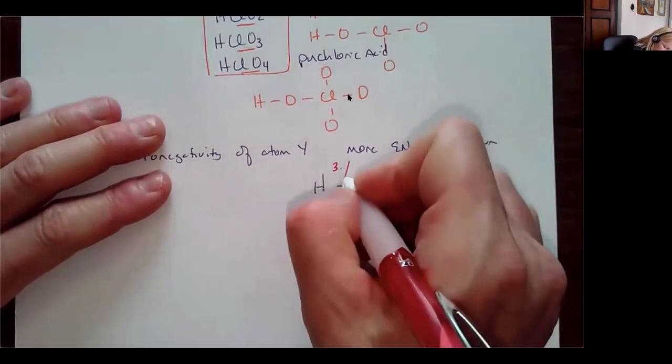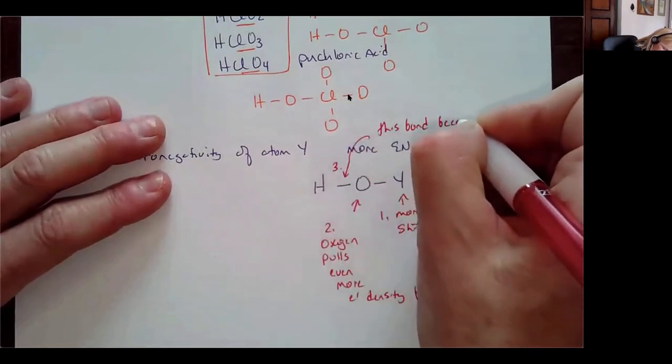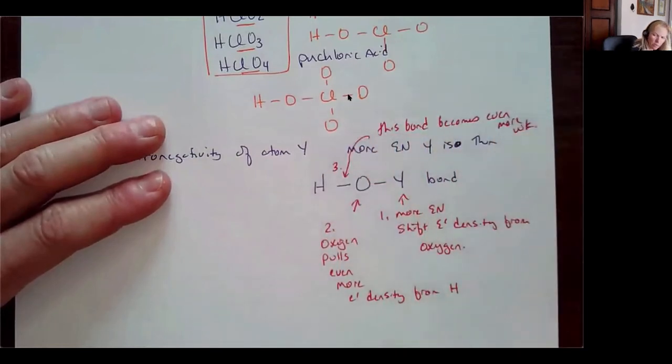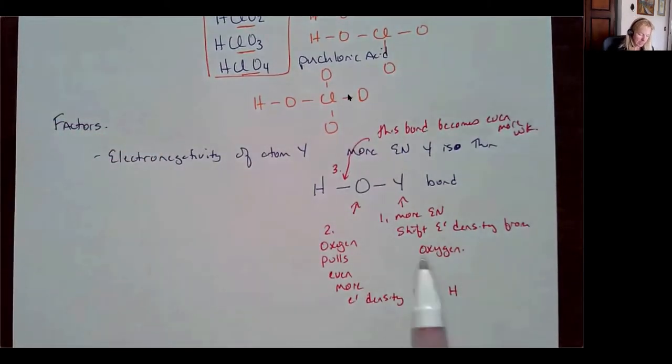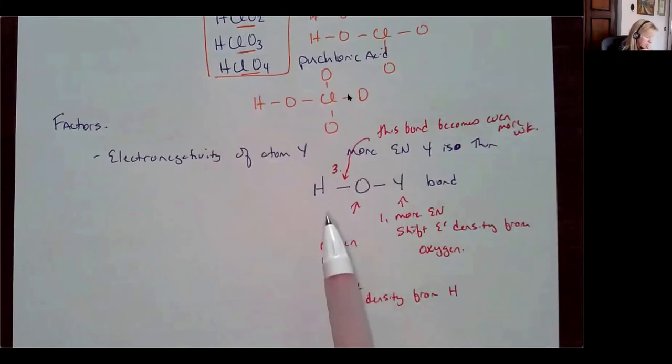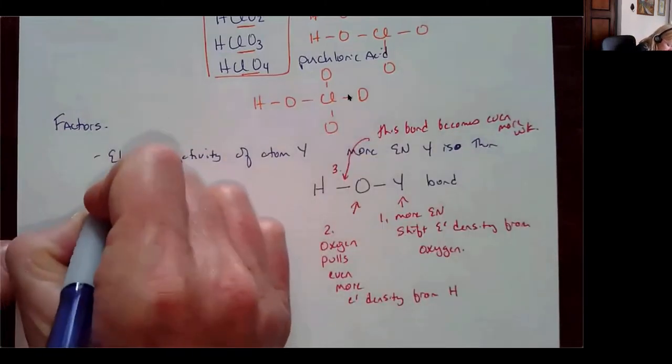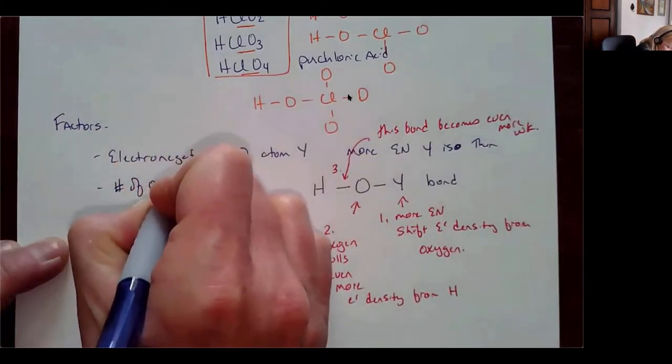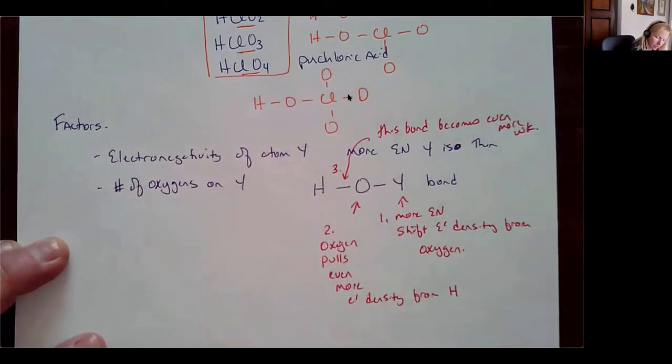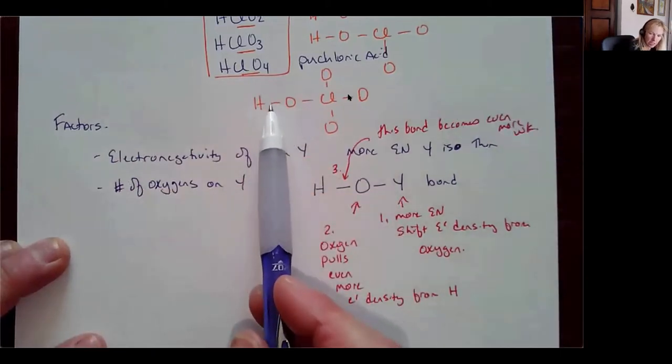So 3, this bond becomes even more weak than what you would expect. And so it's a domino effect. It's not this specifically, it's this reacting on this, which reacts on this, which makes this easier to break. So remember, the easier it is to break this bond, the stronger this acid is going to be. So one of those would be the electronegativity of atom Y, and then the other one is the number of oxygens on Y. So as the number of oxygens increases, it's going to change the nature of this bond.